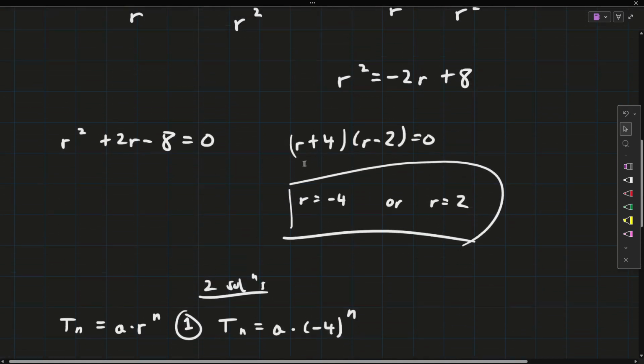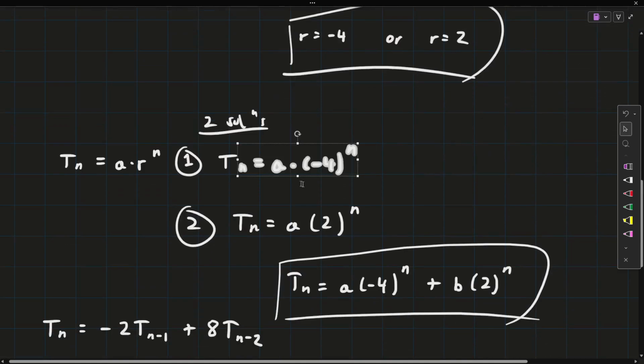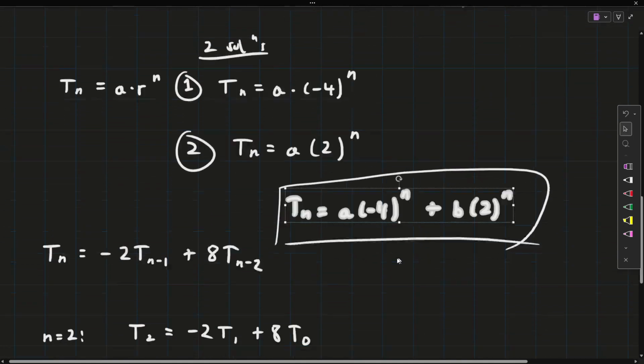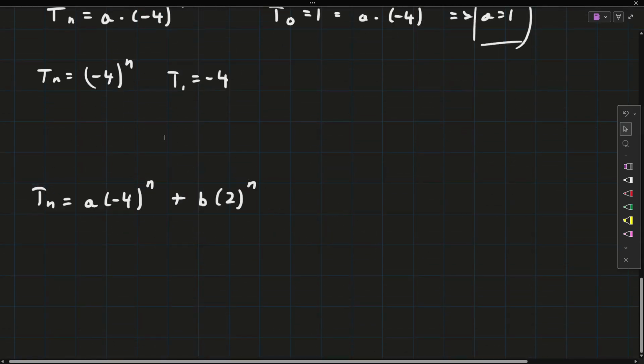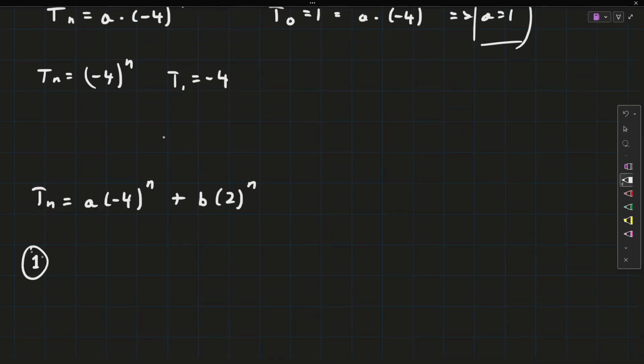What you need to know is that when you get your roots, you have two solutions, you add those two solutions. And now we can see why this will work out. Because if I take this solution down here, and I know that t0 has to be equal to 1, that's going to be equal to a times minus 4 to the power of 0, plus b times 2 to the power of 0. So this tells me that 1 is equal to a plus b.